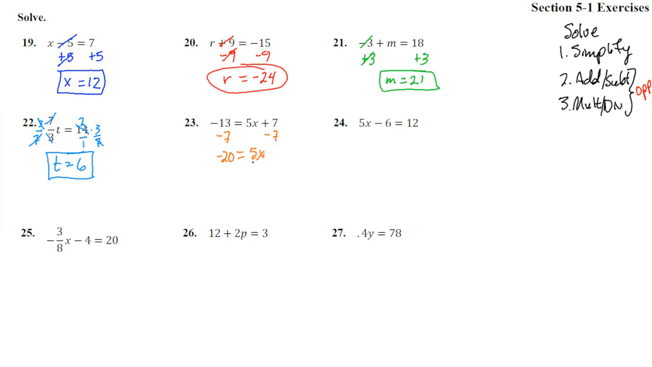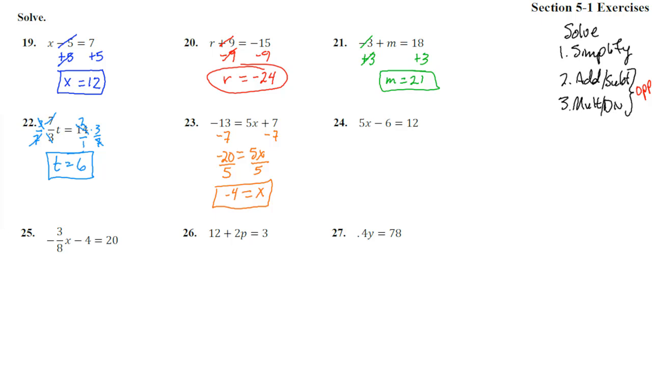And now we have to get rid of that 5 by dividing by 5. Or timesing by 1/5, like we did over here. And we get x equals negative 20 over 5 is a negative 4. And we can leave it just like that without any problem.